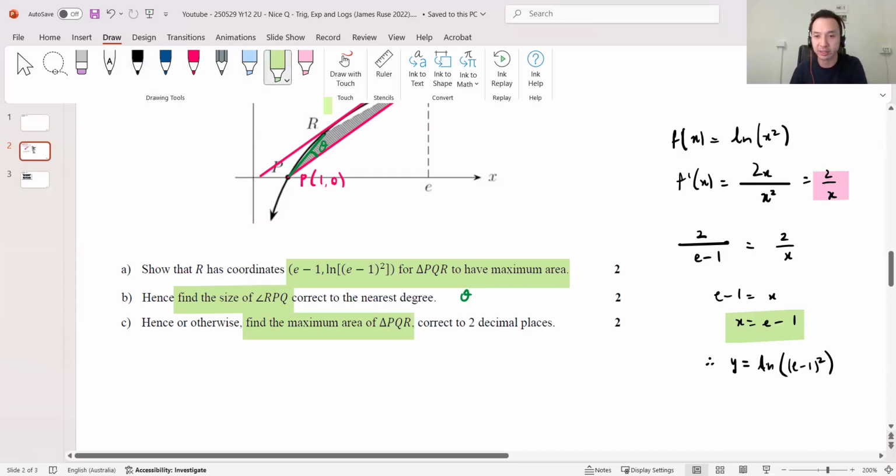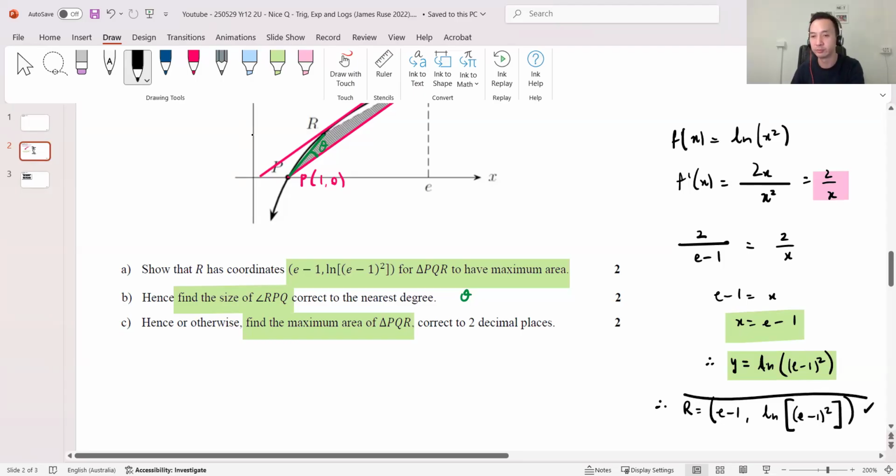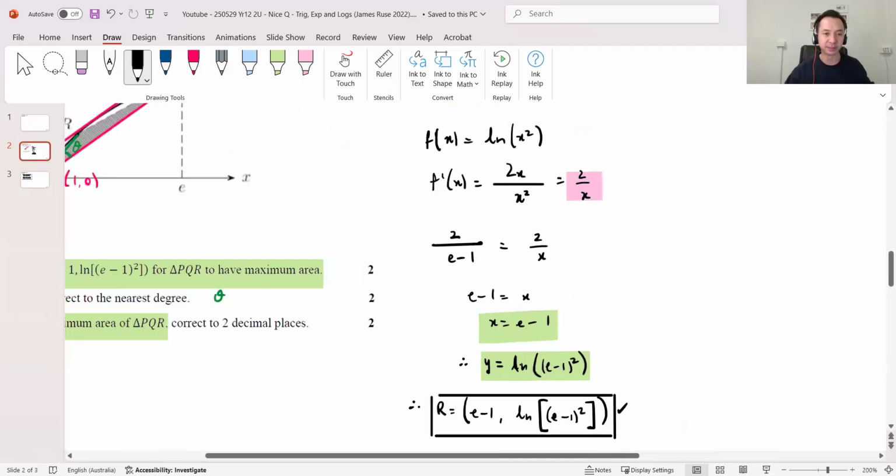So I've got x and y, and that's exactly what they're looking for. Quick look, e minus 1, perfect. So therefore R equals e minus 1, 2 ln, and they use square brackets so I'll use that too, e minus 1 squared. Done. Put a box around that. It wasn't that hard, it's just nice, right? That's part A.